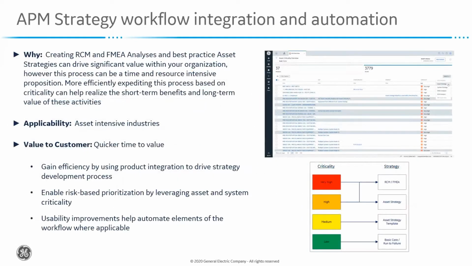So when we talk about workflow integration and automation between products within the strategy product line, we're primarily discussing integration between the Asset Criticality Analysis Tool, RCM, FMEA, and Asset Strategy. And these types of integrations between the products can make your users much more efficient in how they work through the process of criticality assessment and strategy development based on the outcomes of the criticality assessments.